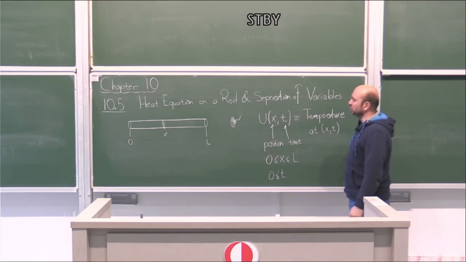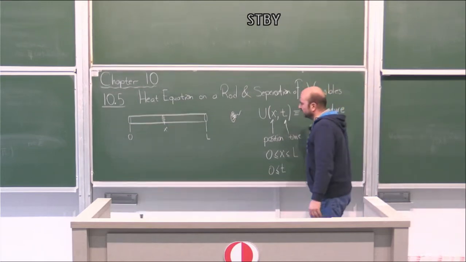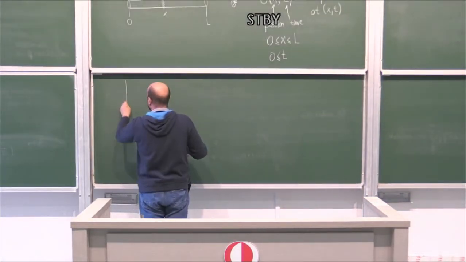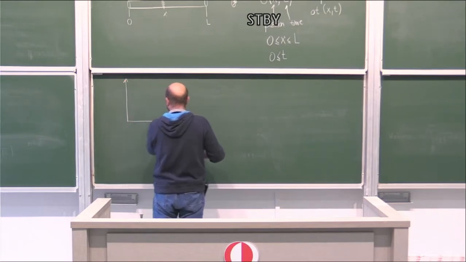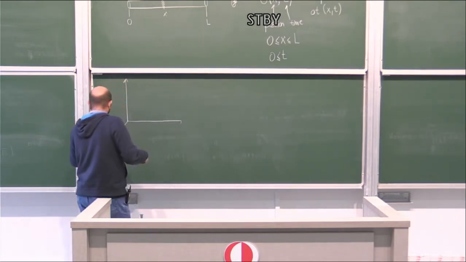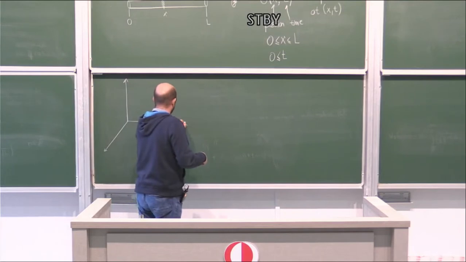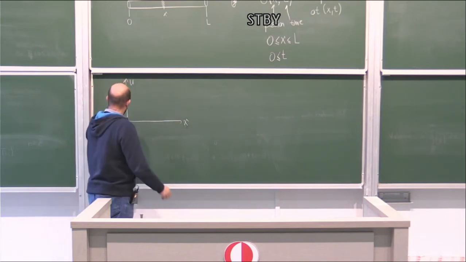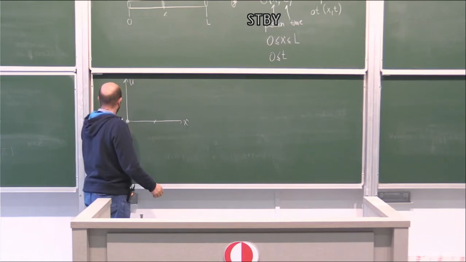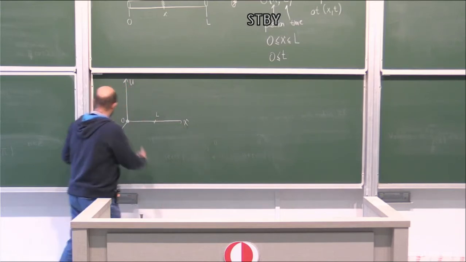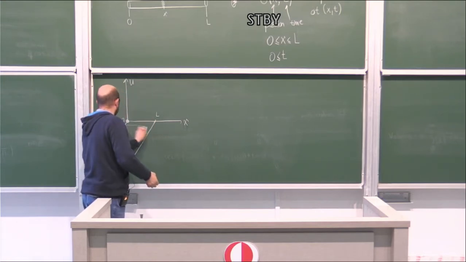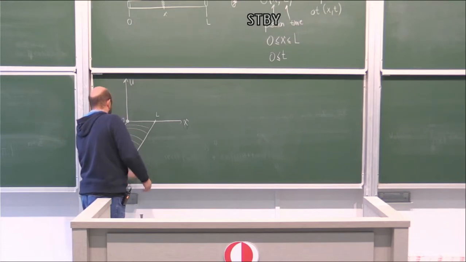So if you try to graph it, its graph will be a surface. Let's say this is your x, and this is your t, and this is the u. Here, x is between 0 and L, and time is from 0 to infinity. Basically, our function's domain is here. So this is the domain of the function.